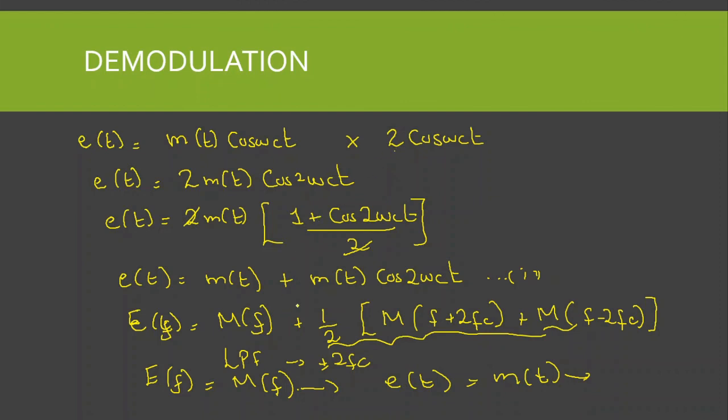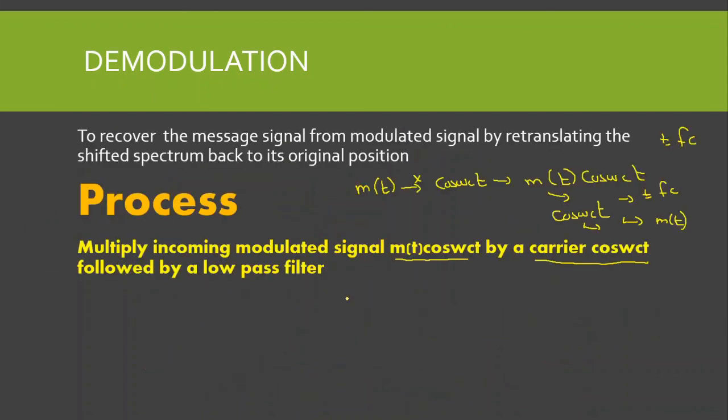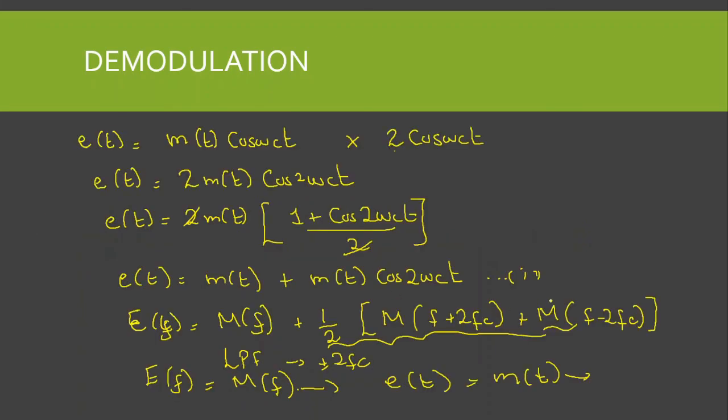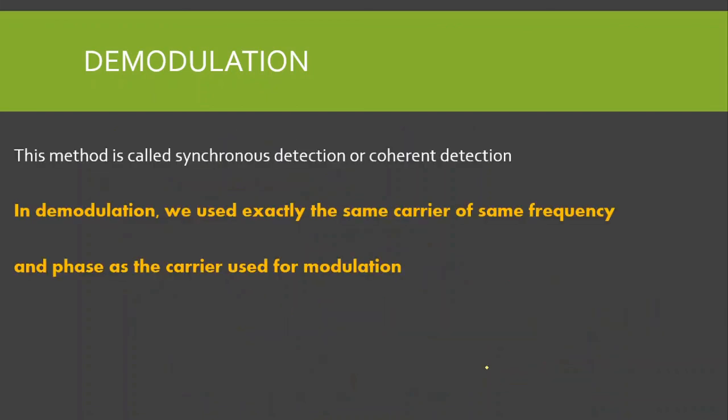After taking the Fourier transform, the next step is to pass it to the low pass filter. After passing it to the low pass filter, these frequency components are filtered out, and as a result I have the signal M of f. When I take the inverse Fourier transform and come back to the time domain, I have the original signal m of t. Now this method is called synchronous detection or coherent detection.